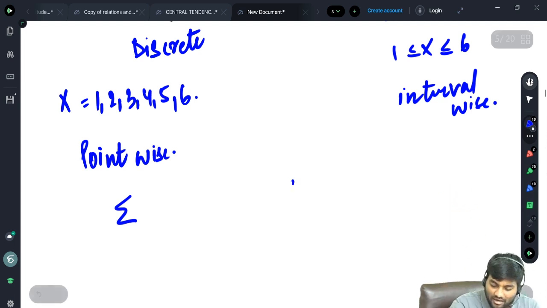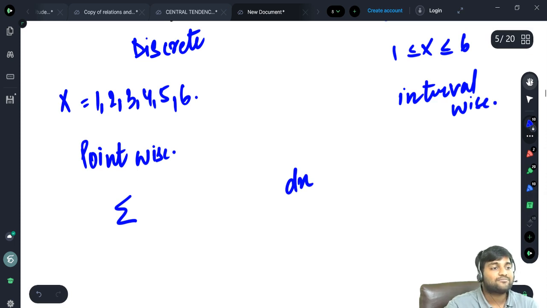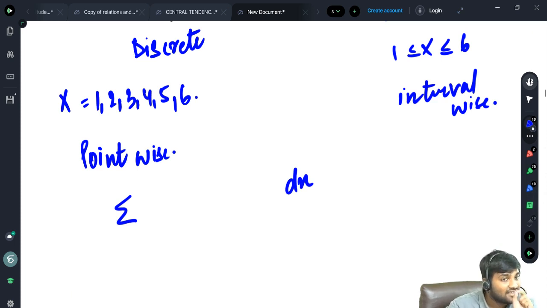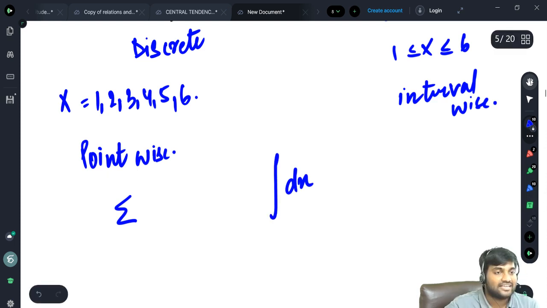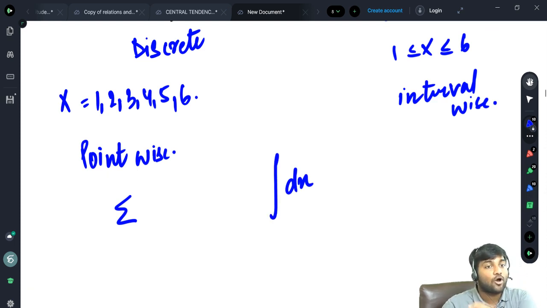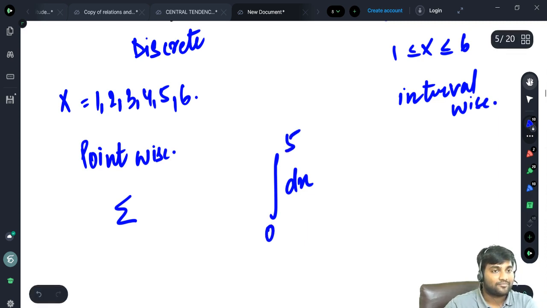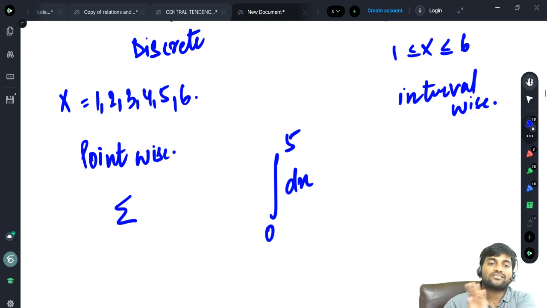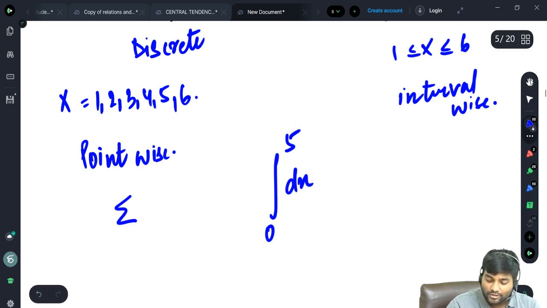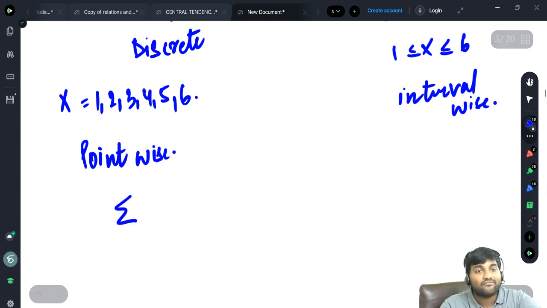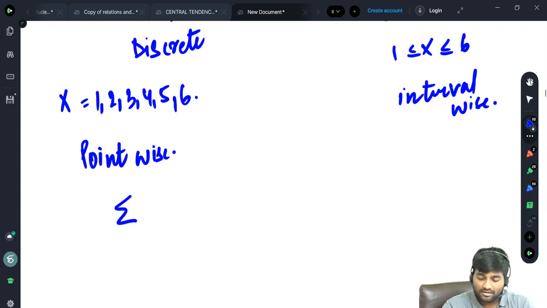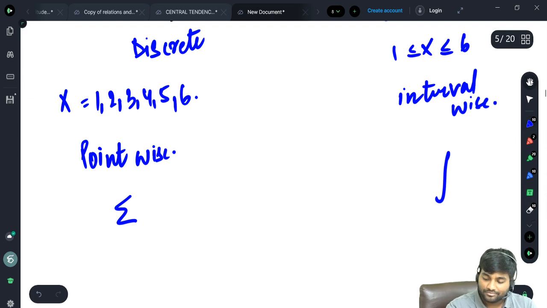You know what dx means? Dx means a very small change in x. When we use integration dx, this means we are summing over all the small changes of x from maybe 0 to 5 or something like that. So integration is continuous summation. Whenever we calculate total probability, in a discrete random variable we are going to use summation, and in a continuous random variable, integration. Please copy.